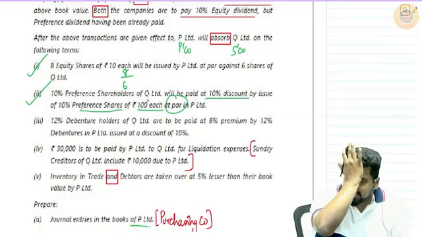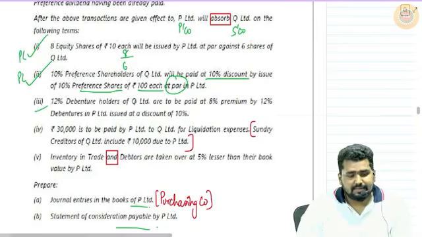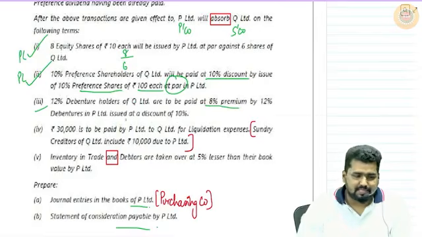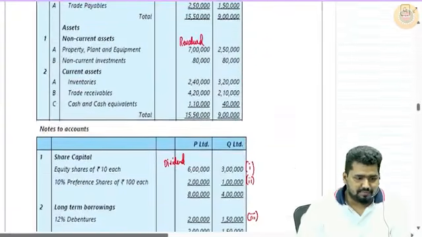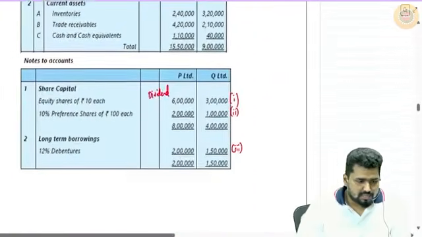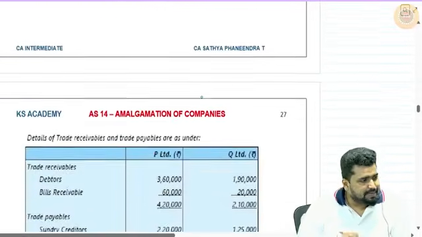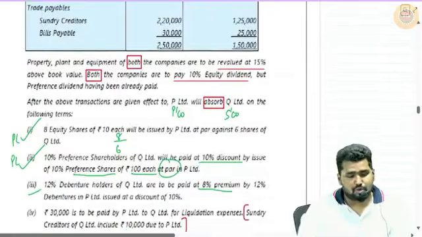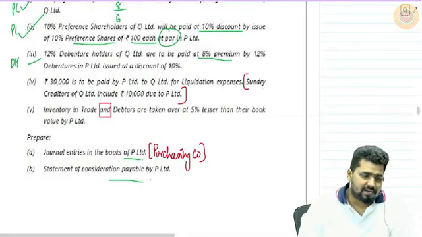Okay, let's read the full question. Next, this is for PC calculation. Third, 12% debenture holders of Q limited are to be paid 8% premium by 12% debentures. Means simple, whatever is the debenture amount. How much is the debenture amount of Q limited? We have to check. Correct? Debenture holders, where is that? 1,50,000 is there. 1,50,000 we are paying as 150. 8% premium we are going to pay. We are going to pay more, so that extra we have to remember. So this is regarding debenture holders, not for PC.